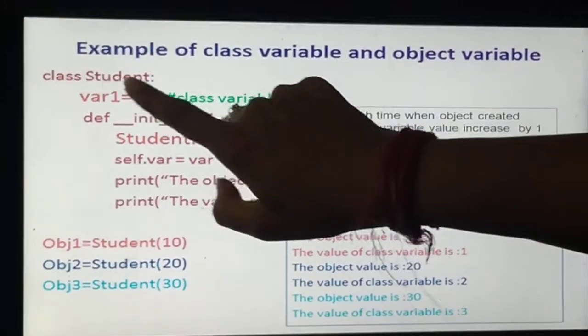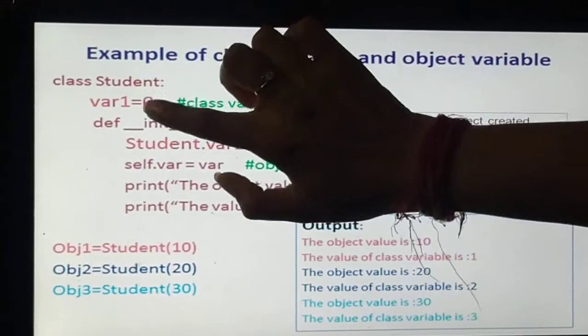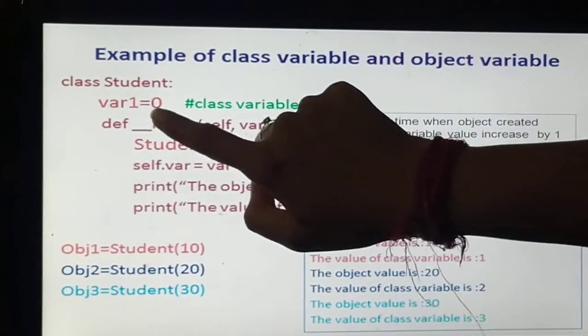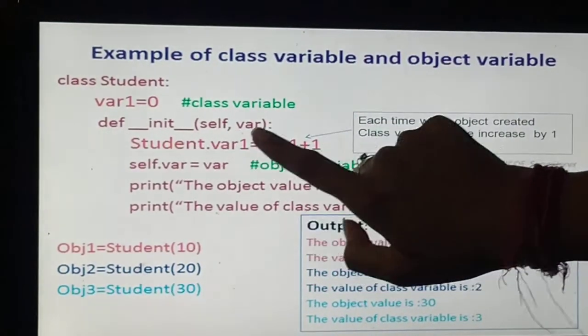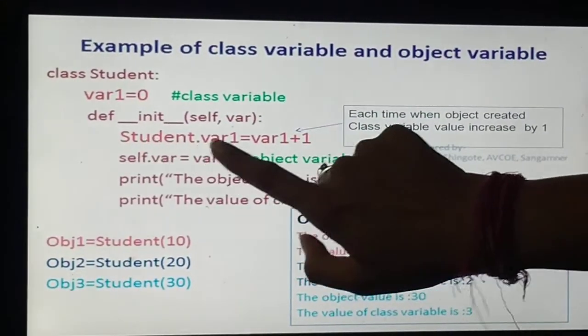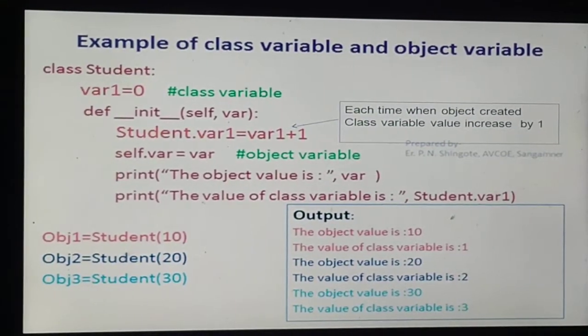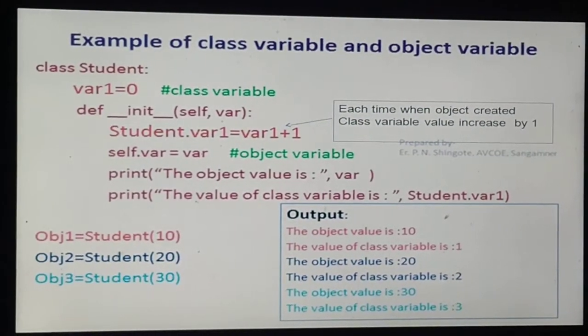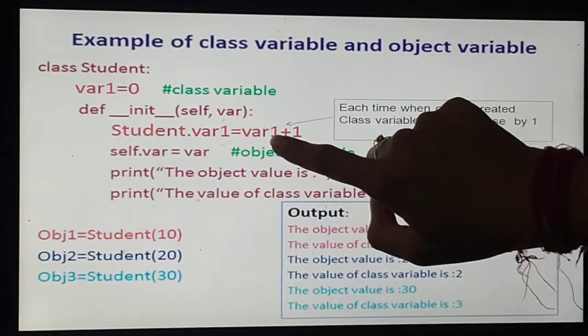We have taken a class Student. Because var1 is defined inside this class, var1 is the class variable. In def __init__, Student.var1 is assigned Student.var1 plus 1. So each time an object is created, the class variable value increases, but this is not the object variable.